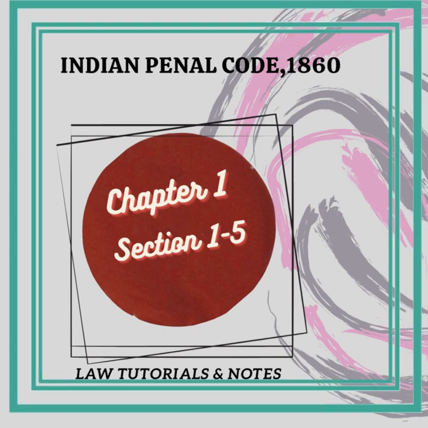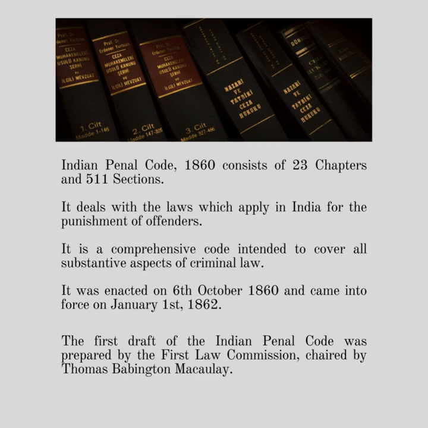Indian Penal Code 1860 consists of 23 chapters and 511 sections. It deals with the laws which apply in India for the punishment of offenders. It is a comprehensive code intended to cover all substantive aspects of criminal law. It was enacted on 6 October 1860 and came into force on 1 January 1862.